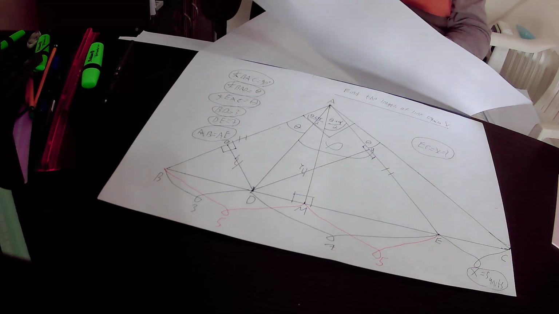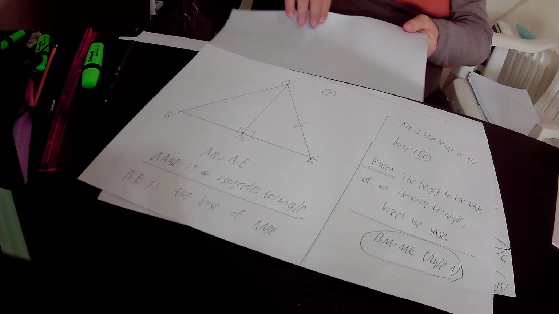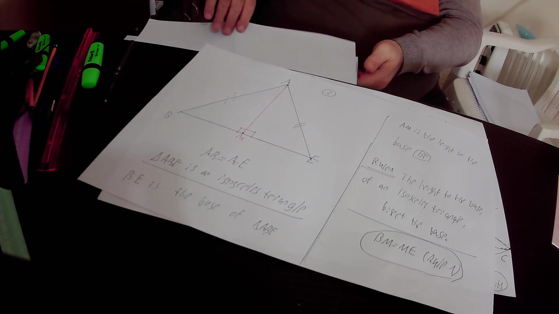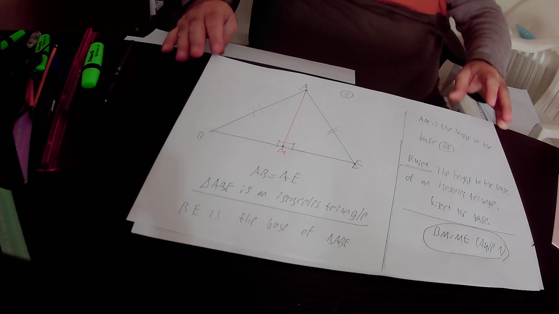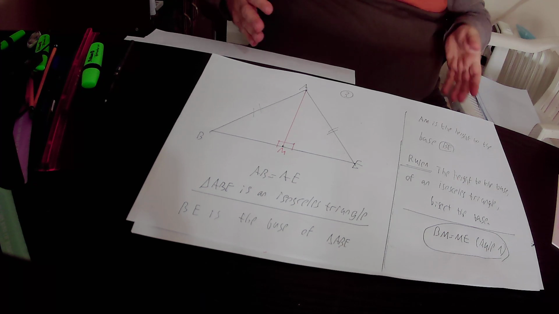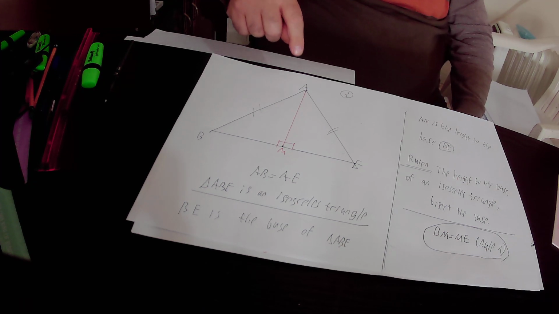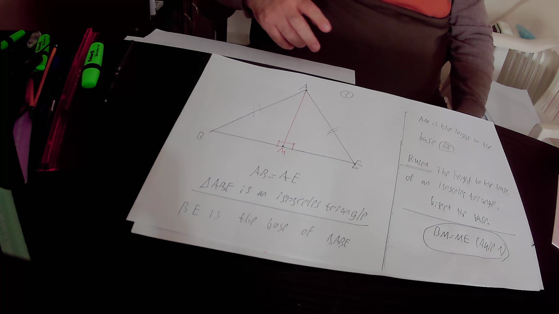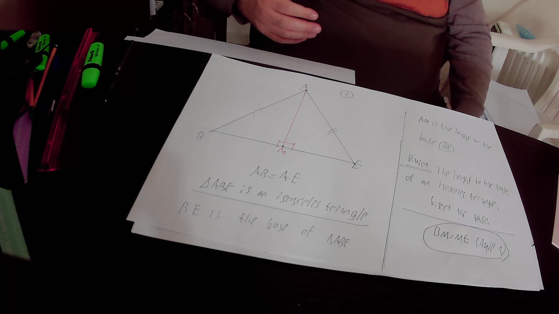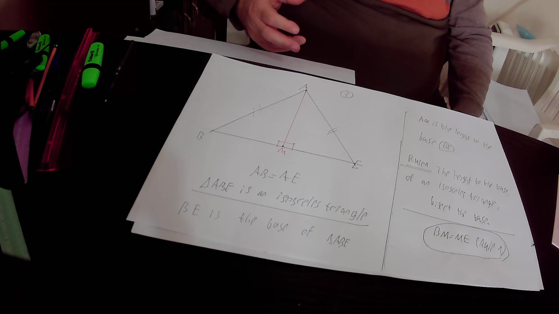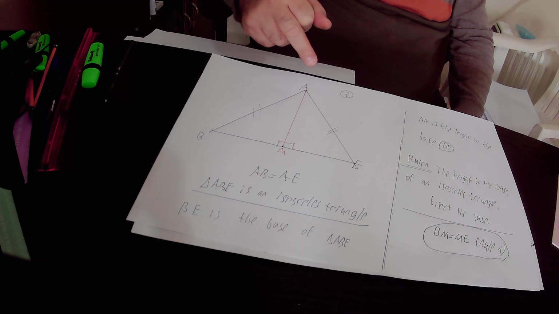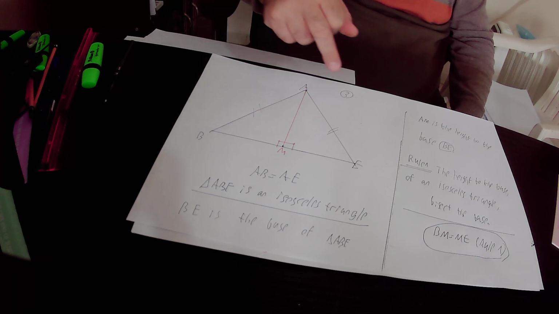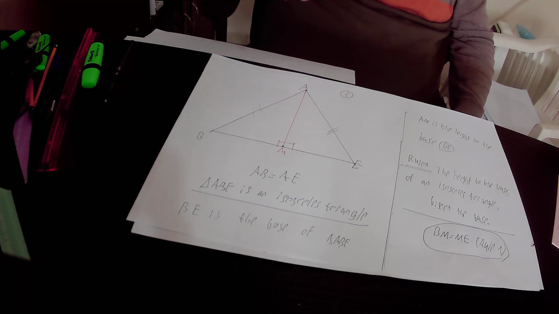We focus on the isosceles triangle ABE. Why is triangle ABE an isosceles triangle? Because it is given in the equation that AB equals AE. Whenever you have two sides in a triangle that are equal to each other, then you have an isosceles triangle. And we have in triangle ABE two sides that are equal to each other, that is to say AB equals AE. Therefore, triangle ABE is an isosceles triangle.